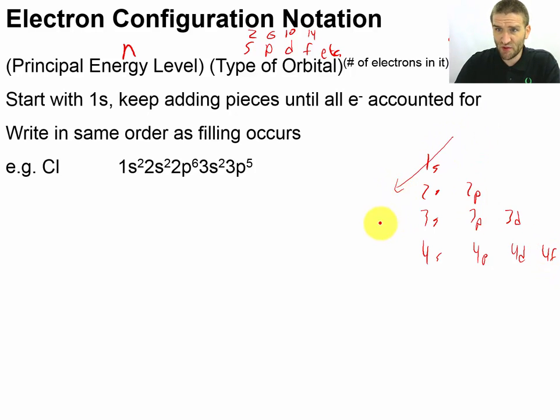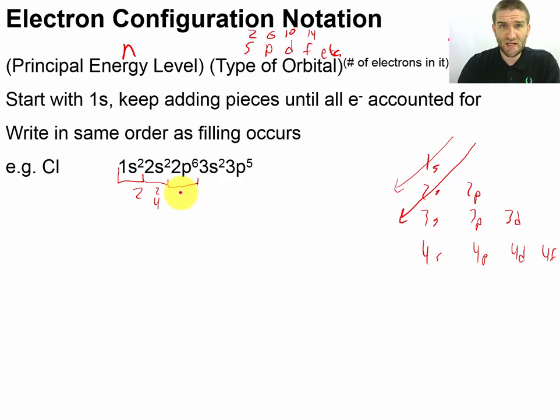I'm going to follow my diagonal. So my first one was my 1s, and it can hold 2 electrons. I'm at a total of 2. Next up, my 2s, I can fill in another 2 electrons. So now I'm at a total of 4 electrons.